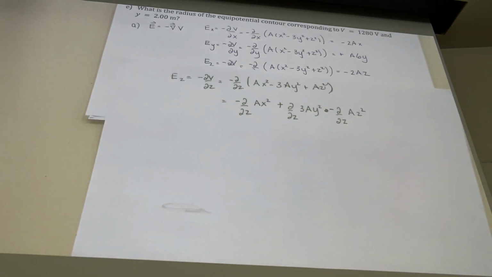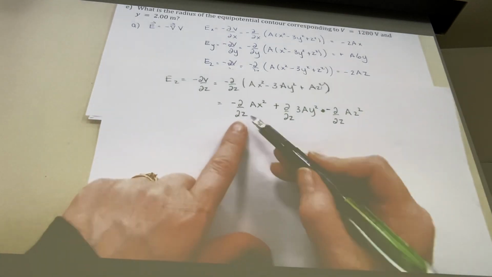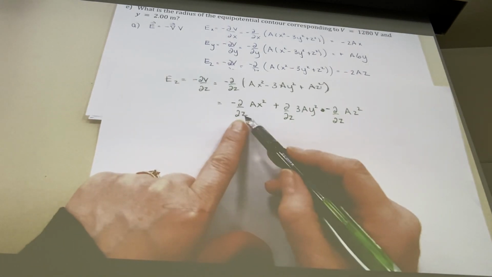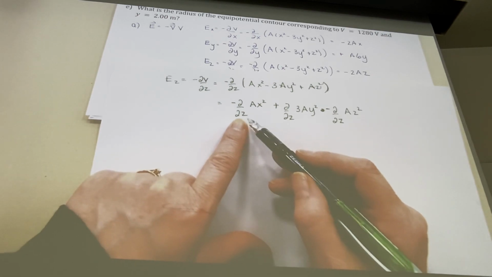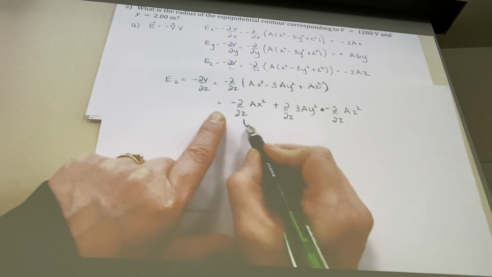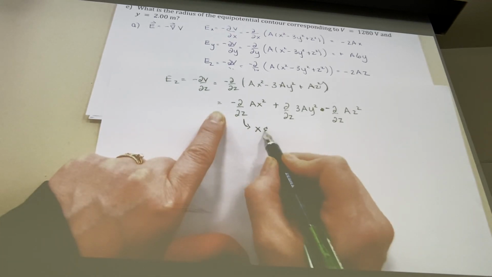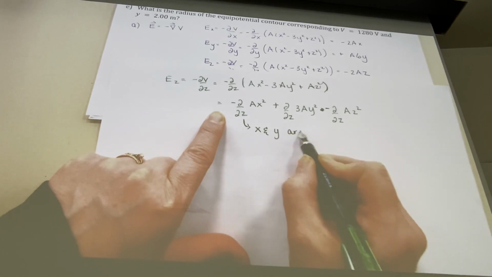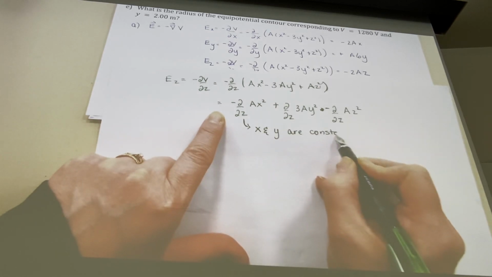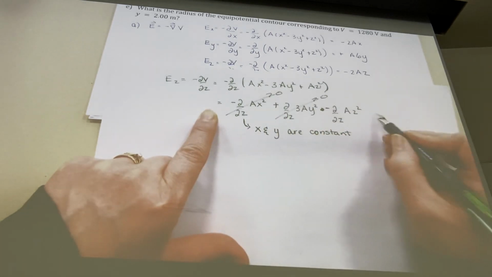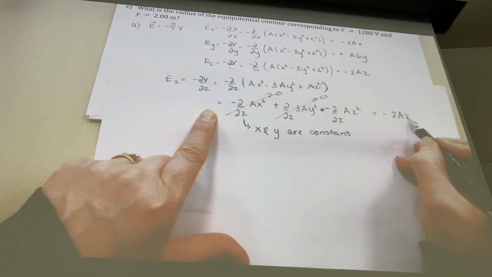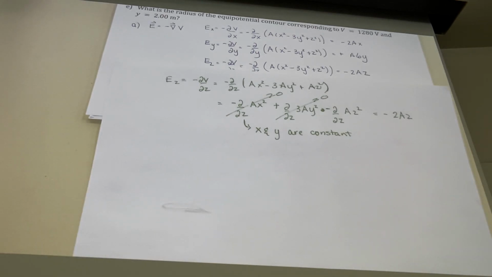Okay, so we add them all up. And then here's the bit about the partial derivatives. This is the derivative with respect to z only. This means we say everything that is not z is constant, right? So derivative with respect to z means y and x are constant. So that guy is 0, this guy is 0, minus 2az. Okay. We on the same page now? Okay, super.